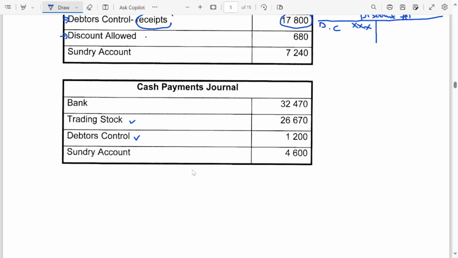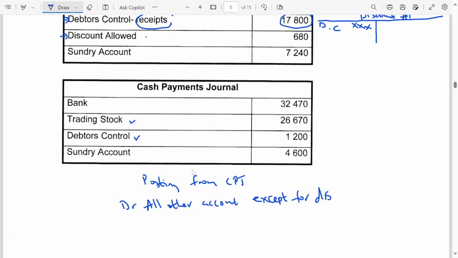Now, when we are posting from CPJ, you must debit all other accounts except for discount received. And then we are going to credit the bank. Why are we crediting the bank? It is because in a CPJ, the business is making the payments. So therefore, the bank will be credited. Since it's an asset, it decreases on the credit side.